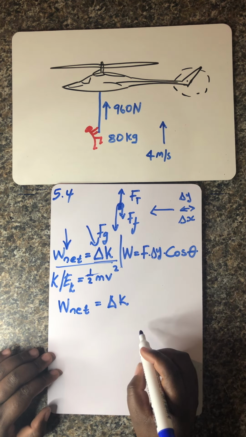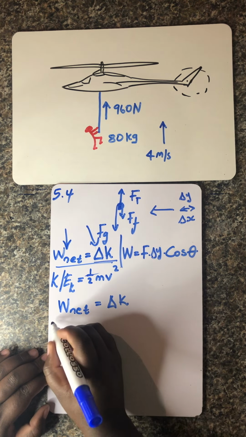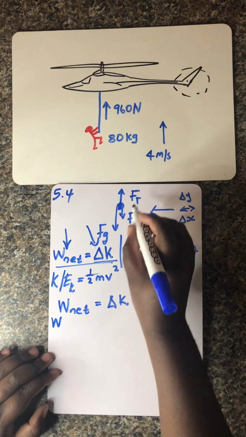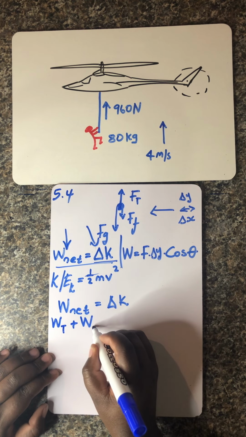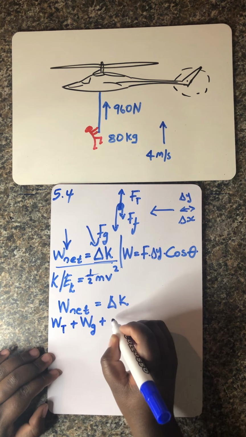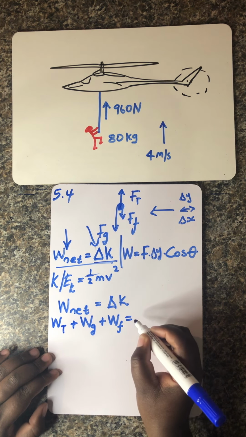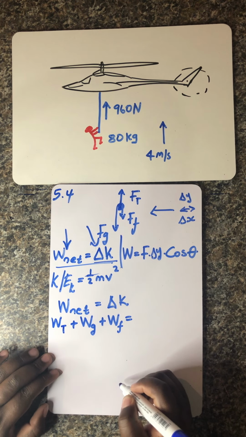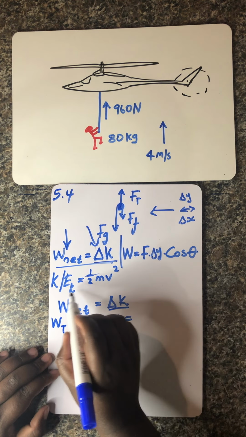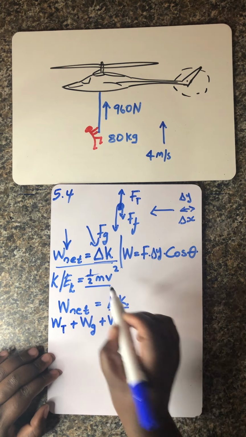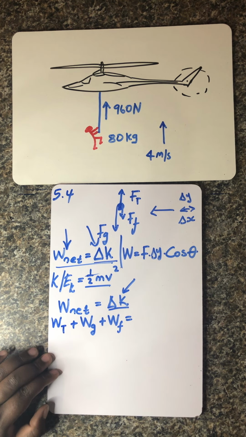So we've got work net, which is equal to delta K. So what is the work net? The work net is the work done by the tension plus the work as a result of gravity plus the work as a result of friction, and this is equal to delta K. So what is delta K? We know the formula for K is half m v squared. So we already have the formula for K.